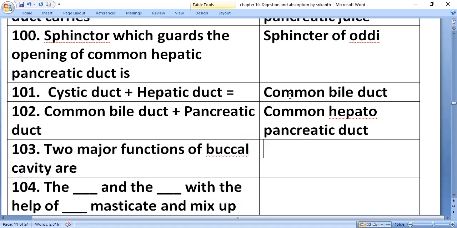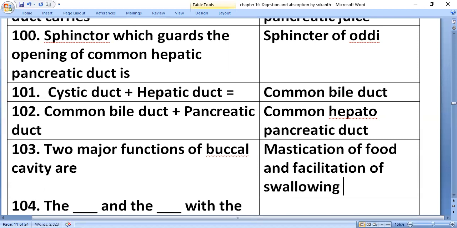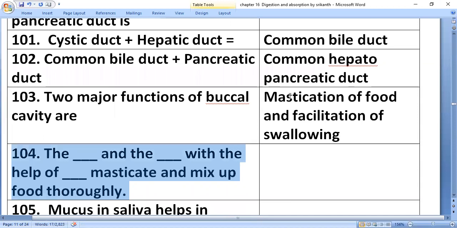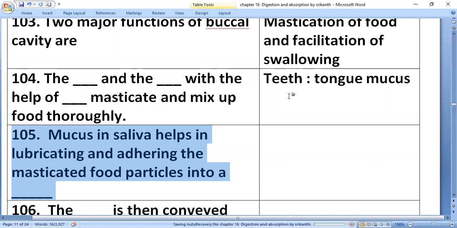Two major functions of the buccal cavity are mastication of food and facilitation of swallowing. The teeth and the tongue, with the help of mucus, masticate and mix up food thoroughly. Mucus in saliva helps in lubricating and adhering the masticated food particles.